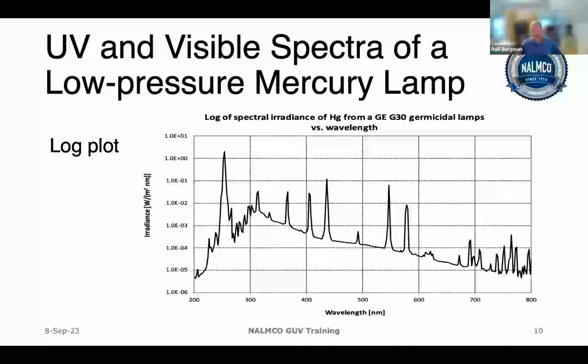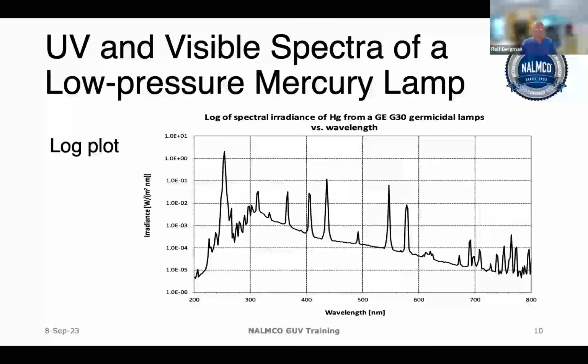Mercury in the visible region emits at 404, 436, 536, 577. Those are the major lines. And as well as emitting as we get into the visible, they also emit in the UV B region in particular. You see a line at 303 and at 365 are the 2 main lines. Notice also that the peak of these lines is about 2 orders of magnitude below the peak of the 254.